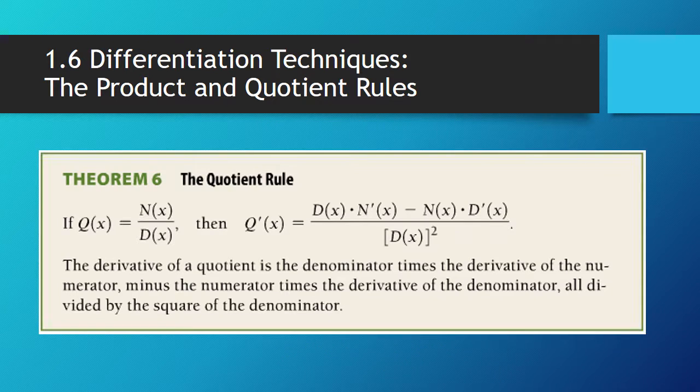Now we have the quotient rule, and again, when you want to take the derivative of a quotient, you cannot take the derivative of the top, the derivative of the bottom, and then just divide. You can't do that. It will not give you the correct answer. What we have instead is this rule that says you do the denominator times the derivative of the numerator minus the numerator times the derivative of the denominator, and then all of that goes over the denominator squared.